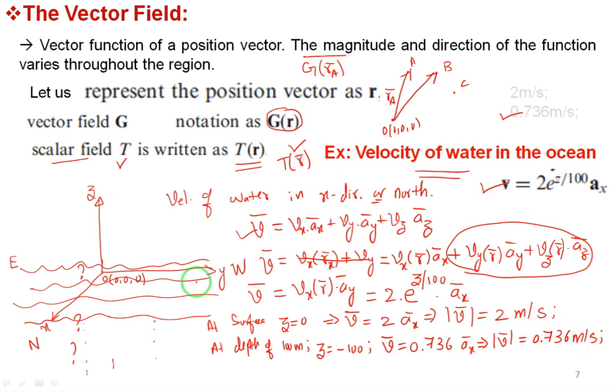You can observe this is a very good example of a vector field, because at the surface the velocity is higher, 2 meters per second. As I go to the depth, toward the bottom of the ocean, the velocity decreases to 0.736 meters per second. The direction is also changing, because I am moving from one point to another below the water, so the direction is changing as well as the magnitude. The magnitude of the velocity of the water at the surface is higher, 2 meters per second, and at the depth of 100 meters it is 0.736, the velocity has reduced. So this is one very good example of a vector field. I hope you understood this.